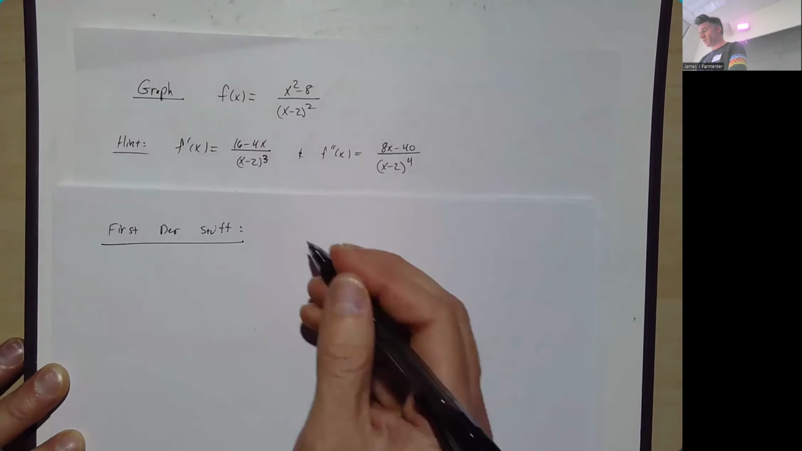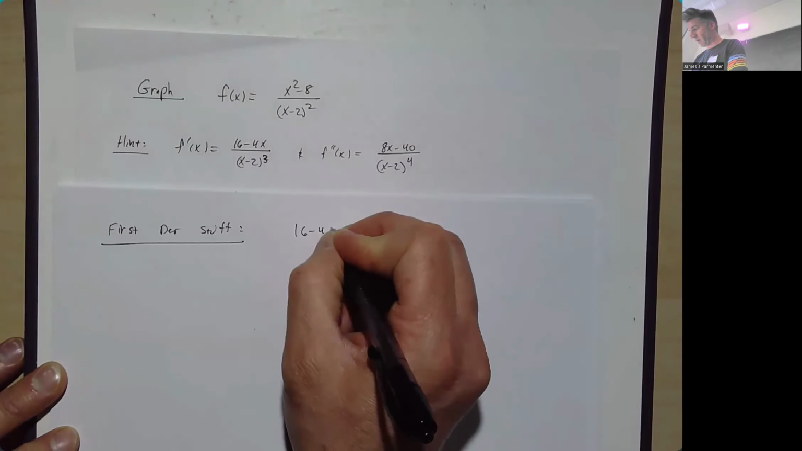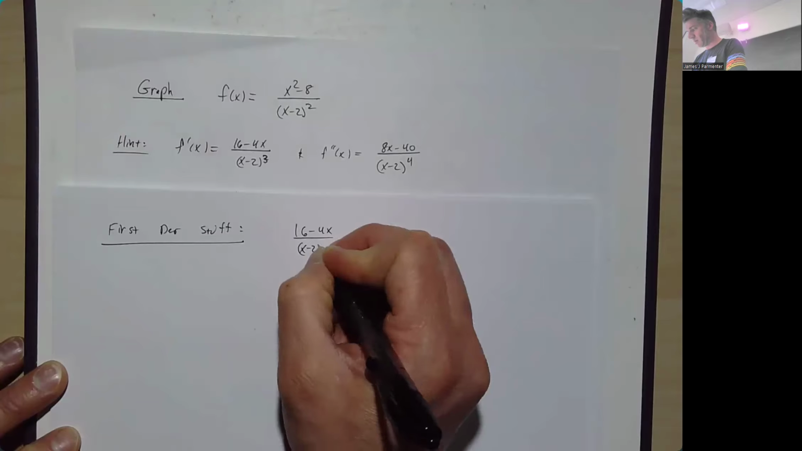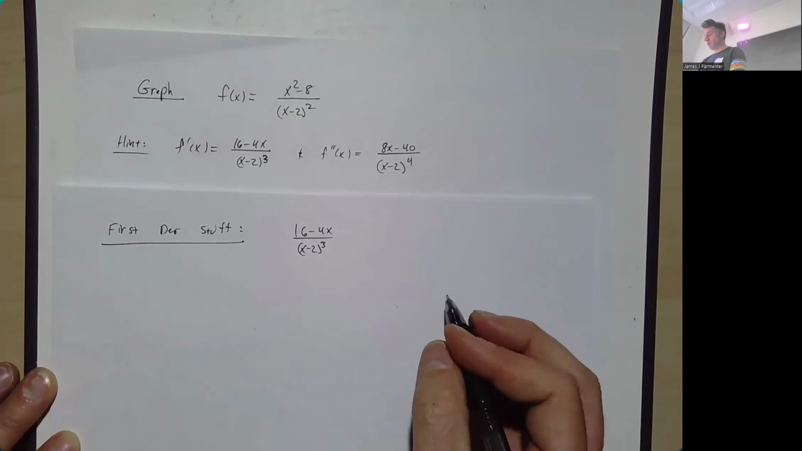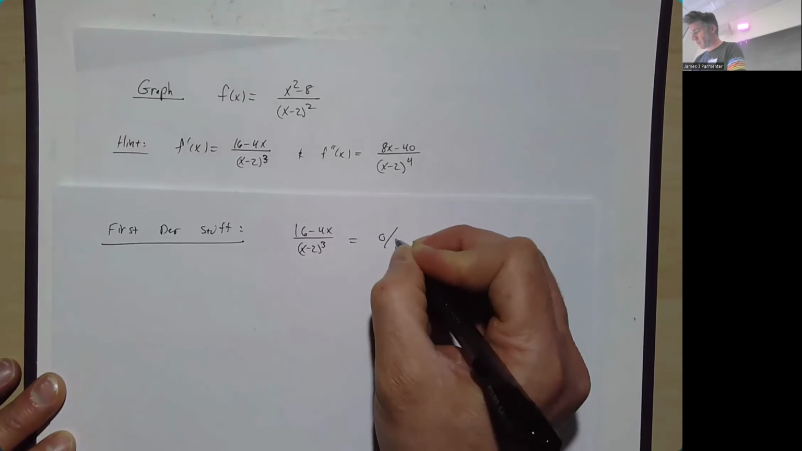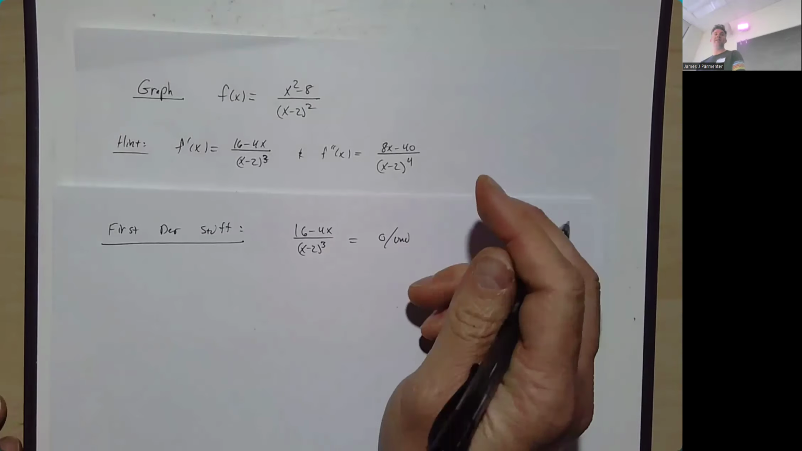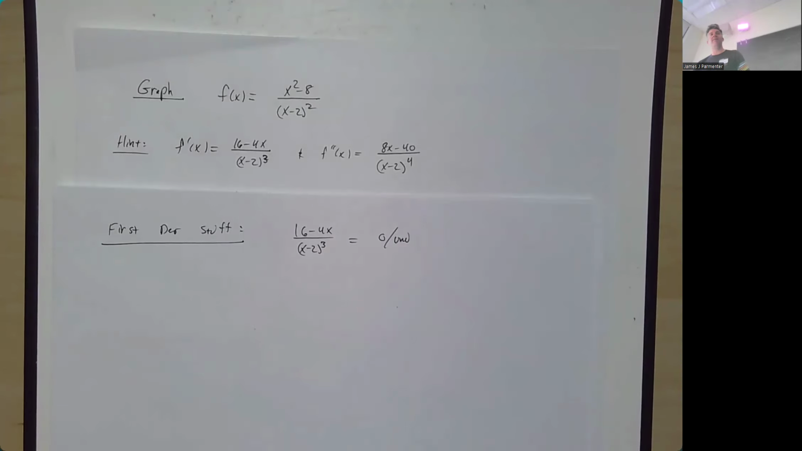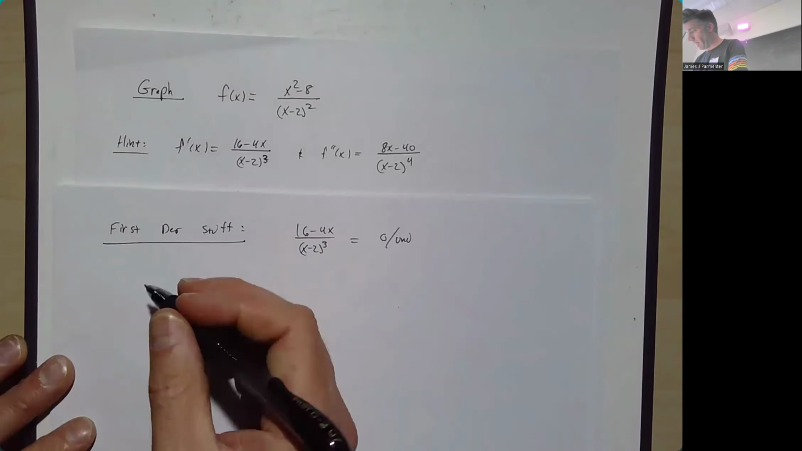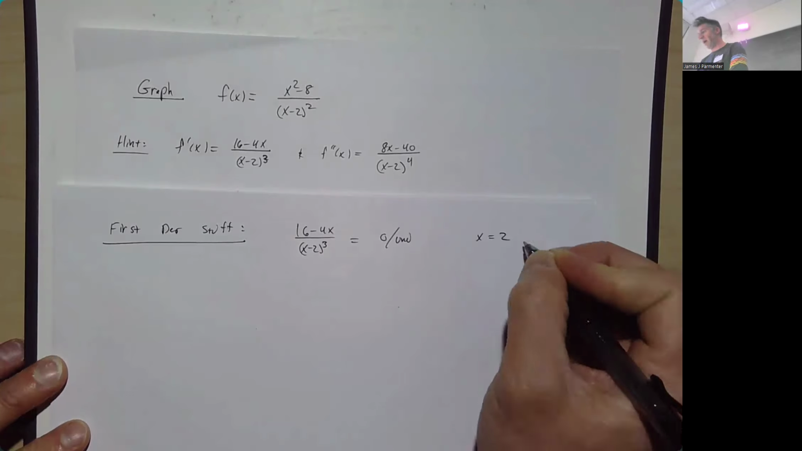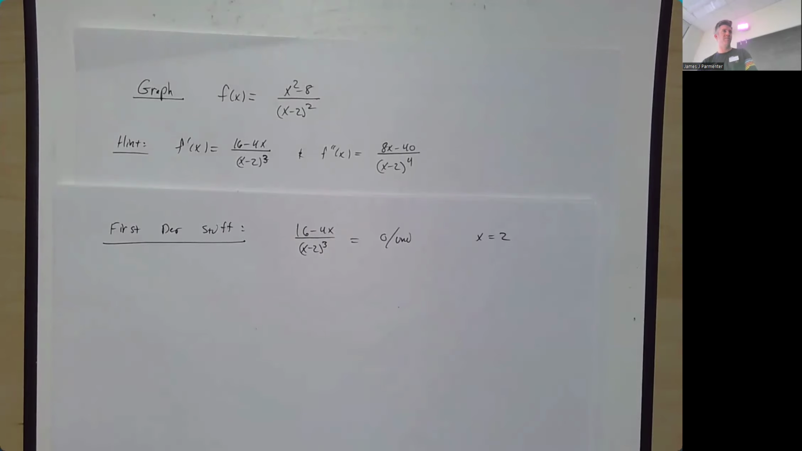So we're just going to take our first derivative, 16 minus 4x over x minus 2 cubed, and set it equal to being either 0 or undefined. Let me ask everybody to show me on your fingers. What value of x makes this expression undefined? Yes, 2. So we know that x equal to 2 is going to be on there. And what makes this equal to 0? You could also show me on your fingers. Yeah, it's going to be 4.